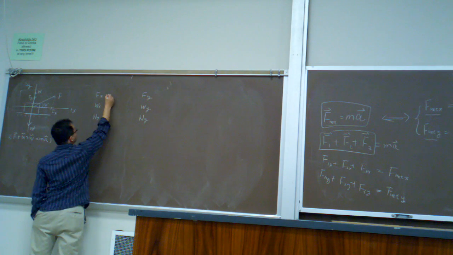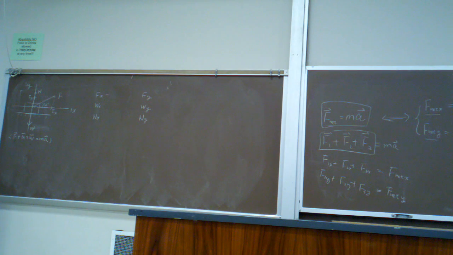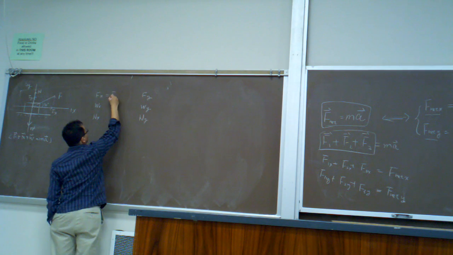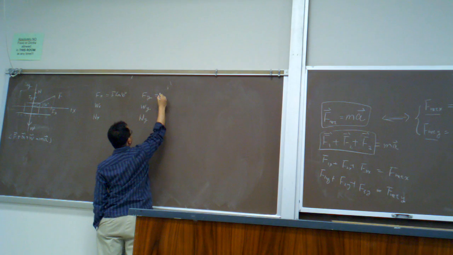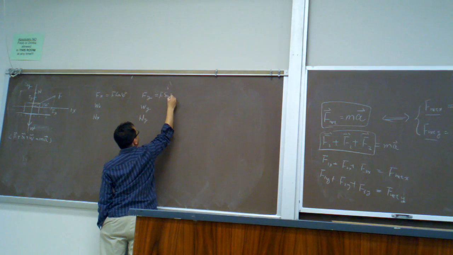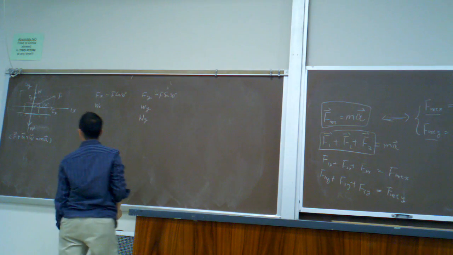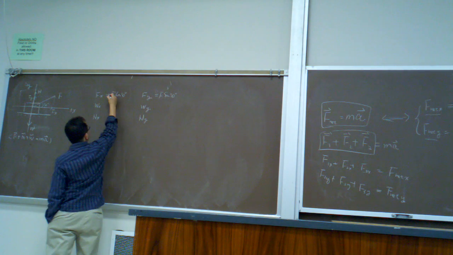So Fx, how do you express Fx? What's Fx? Okay, so it's F cosine 30. This is F sine 30. Don't forget to check the sign. So both of them will be positive, right?